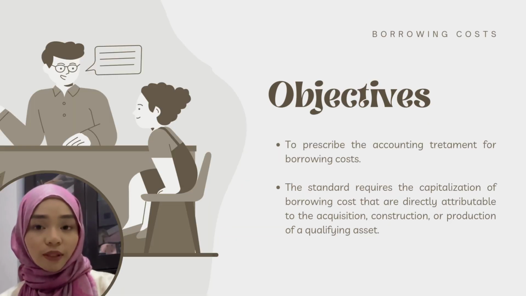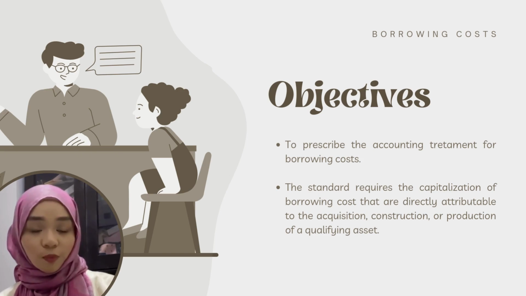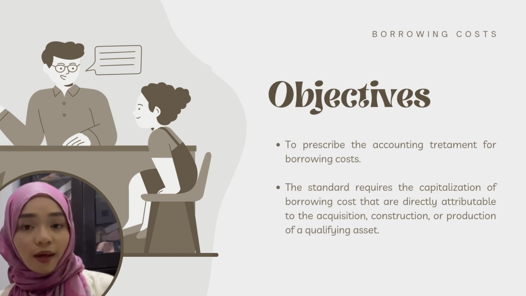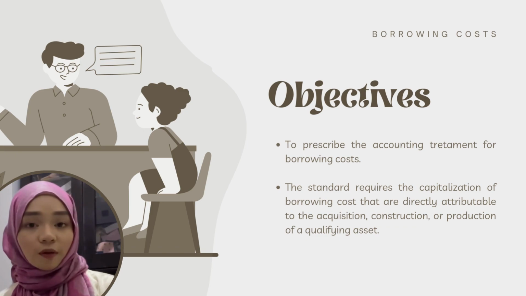Next, the objective of borrowing costs is to prescribe the accounting treatment for borrowing costs, and the standard requires the capitalization of borrowing costs that are directly attributable to the acquisition, construction, or production of a qualifying asset. So, as the explanation of the objective of the standard on borrowing costs, the main purpose of this standard is to explain how to handle borrowing costs in accounting.